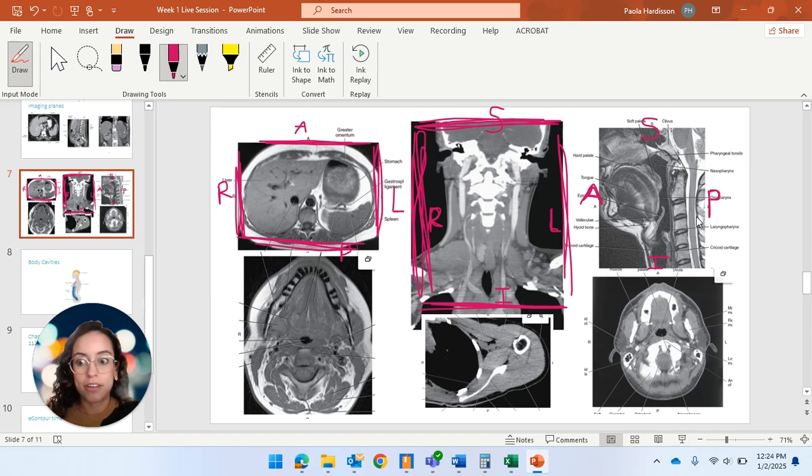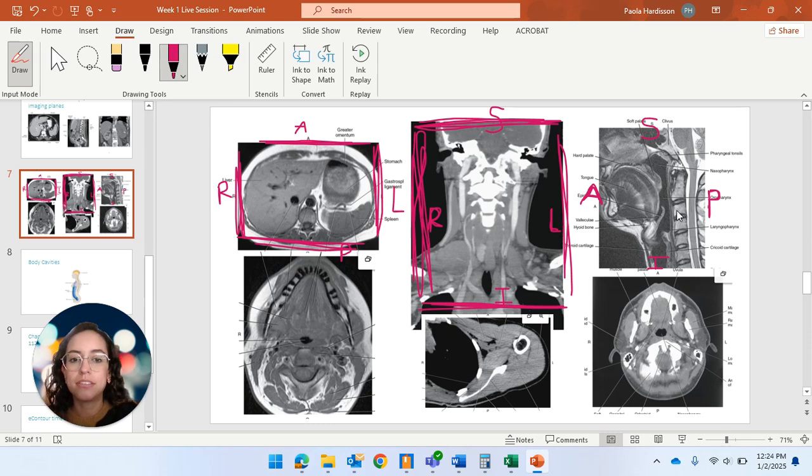It sounds like a lot of information, but you're going to be looking at images all day, every day as a radiation therapist, and this is going to become second hand. You're not even going to have to think about it. But right now is the time when you need to learn and build on these skills and start coming up with mnemonics that make it easy for you to remember this.